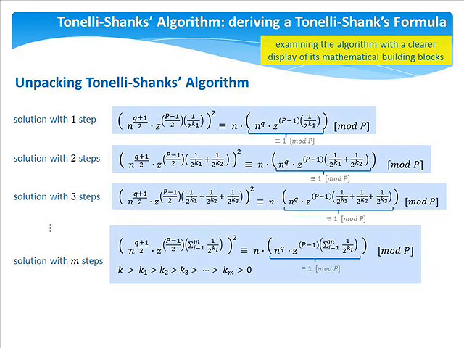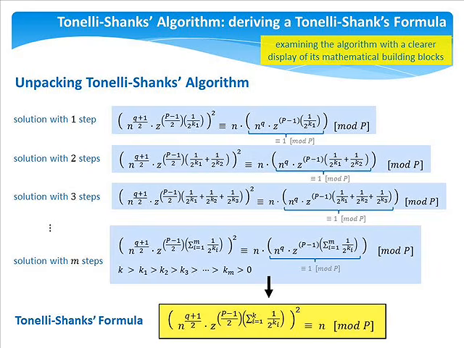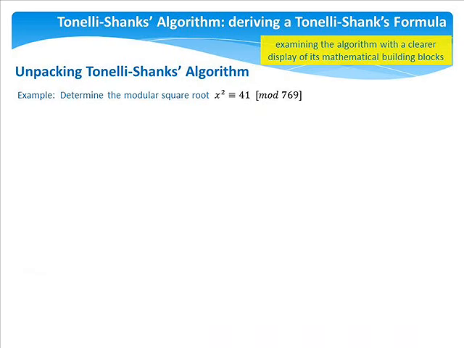Finally, as the brackets on the right side are congruent to 1 modulo p, the Tonelli-Shanks formula is revealed. We should clarify that this formula doesn't offer a significant advantage over the algorithm, as computing the k sub m values still involves dealing with the previous figures. However, this formula provides a clearer view on how these multiplicative orders 2 raised to k sub m play in the final result. Let's see an example.